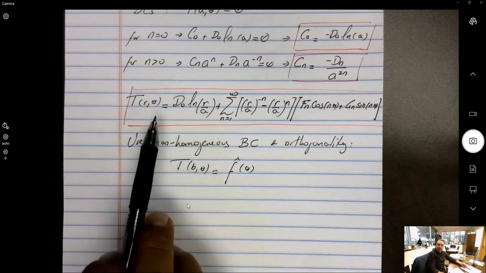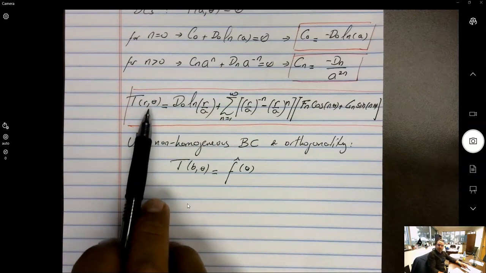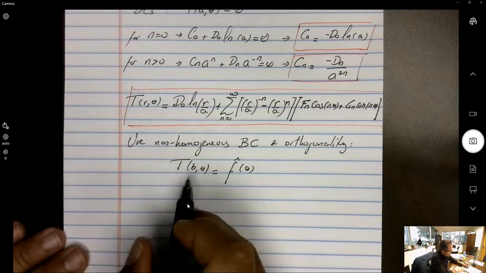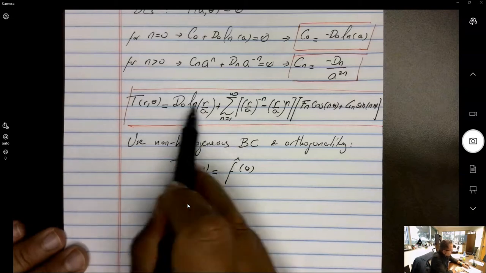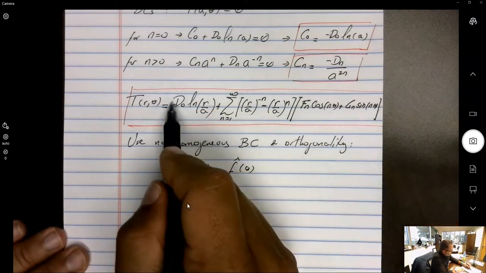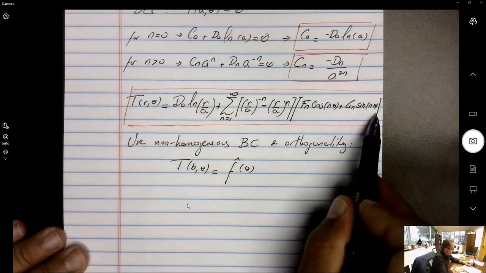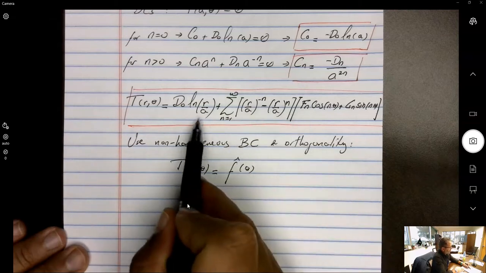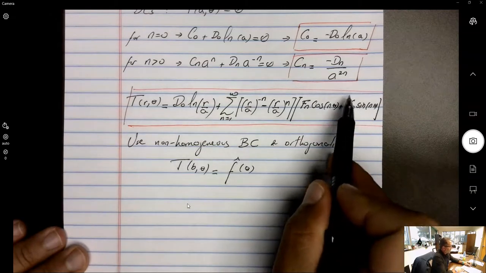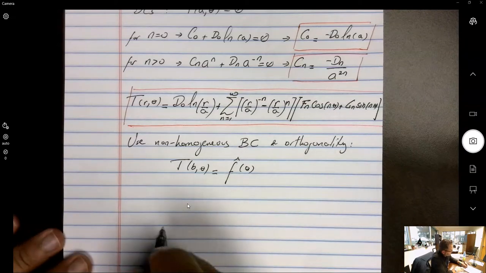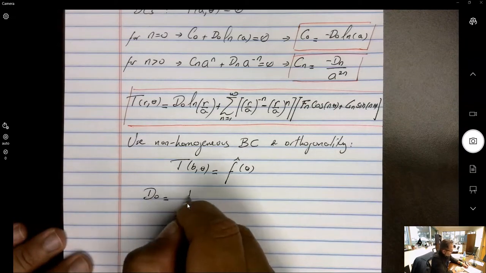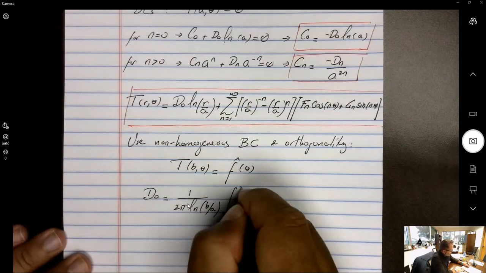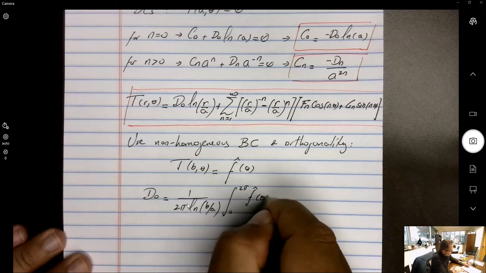So we replace the left hand side with f of theta and replace r with b everywhere, and then we'll find out that by multiplying everything times 1 and integrating between 0 to 2 pi, we'll find d0. By multiplying times the cosine of n theta and then integrating from 0 to 2 pi, we'll find fn. And by multiplying times the sine of n theta and integrating from 0 to 2 pi, we'll find gn. So d0 is equal to 1 over 2 pi log of b over a, integral from 0 to 2 pi of f of theta d theta.